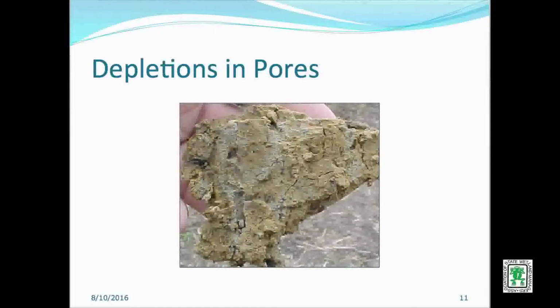Here's a depletion inside of a pore, and in this case the pore is actually a channel made by an earthworm. As the earthworm migrated down the soil, it released mucus to help it move through the soil. This mucus is a very easily digested form of organic carbon for the microbes, and so they can easily metabolize the organic matter, donate electrons, and reduce the iron right next to the pore.